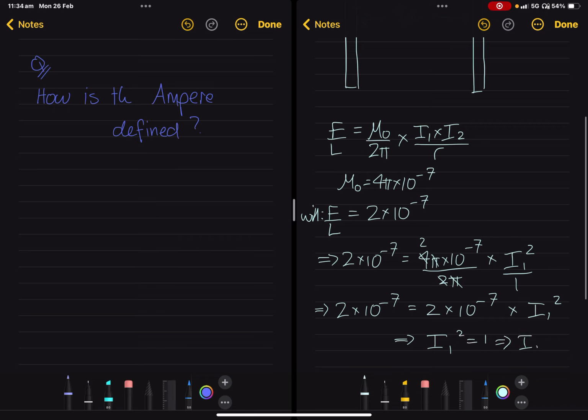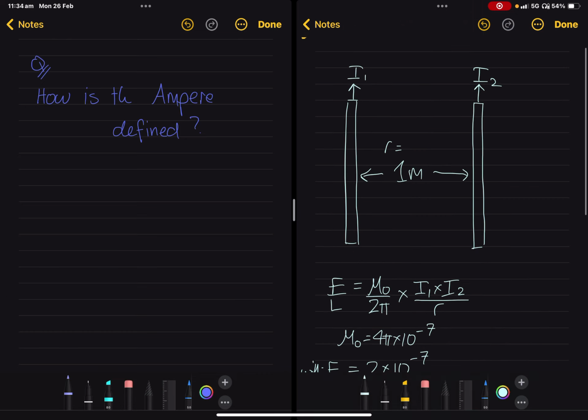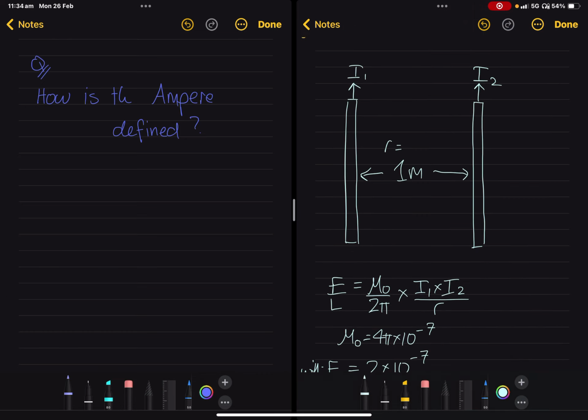This implies that I1 is plus or minus 1, and consequently I2 is plus or minus 1 as well. So we're getting I1 is equal to 1. This is 1 amp, right? This is the mathematical definition of an ampere. An ampere is a unit of current which occurs in a single variant of the unit under this circumstance.